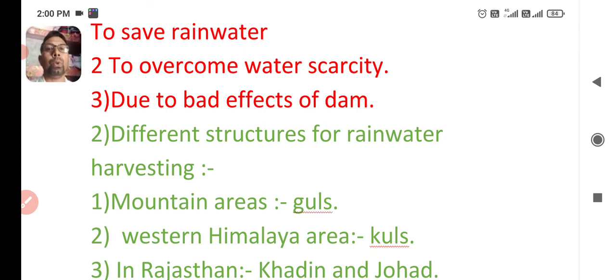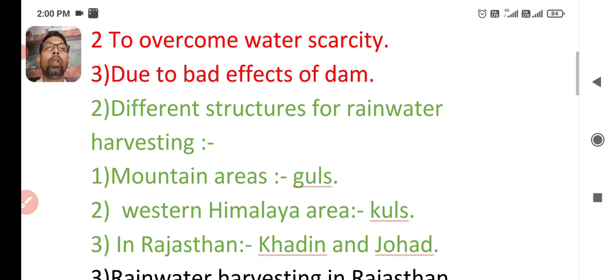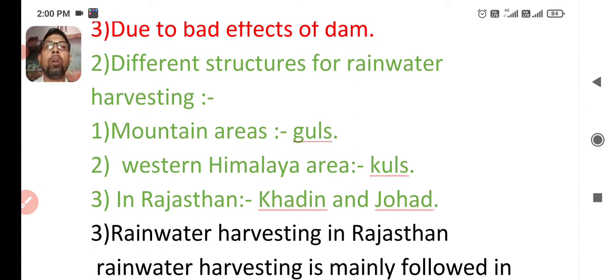And the second point of today is different structures for rainwater harvesting. You know that if we want to harvest rainwater, we have to make structures for it. There are some examples from all over India of what types of structures are made in various areas. In mountain areas, there are pools made by the people, and in the western Himalayas these are locally known as guls and kuls. We can also call them ponds. In the next example, in Rajasthan, people made Khadin and Johad etc. to harvest the water.